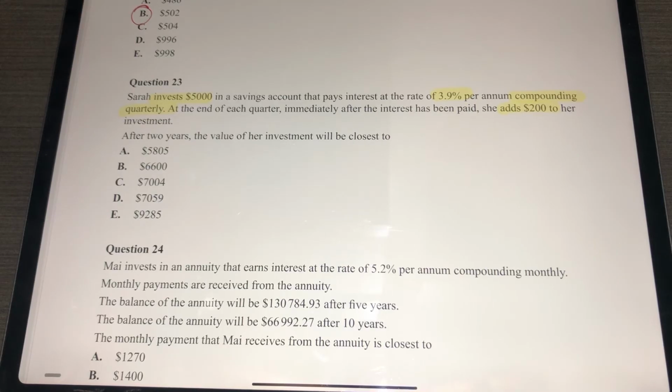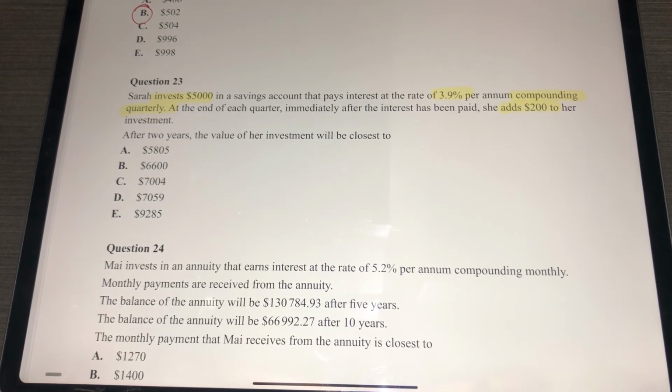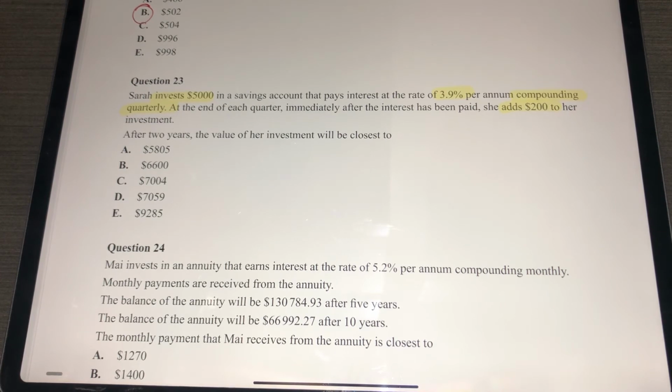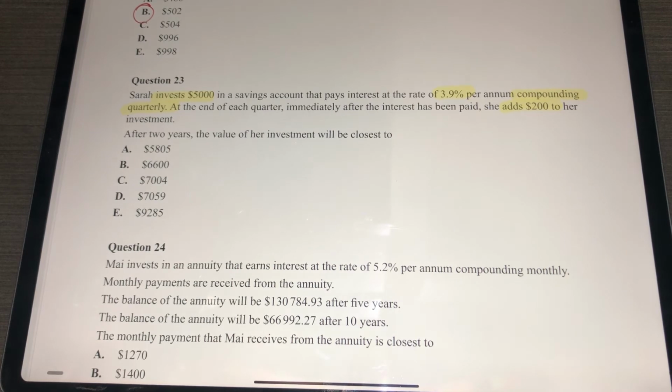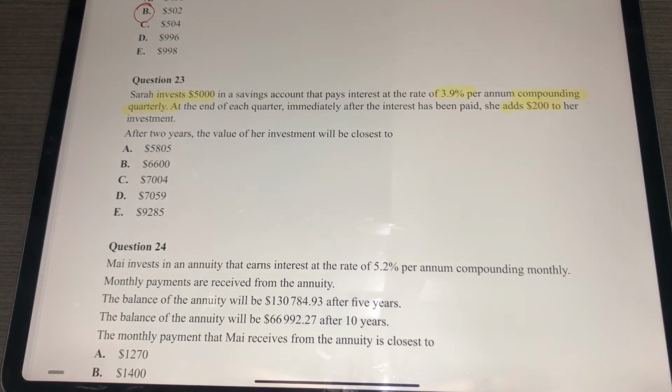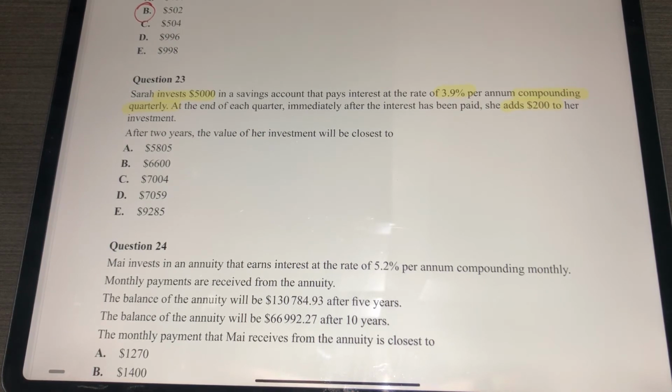Question 23. Sarah invests 5k in a savings account that pays an interest rate of 3.9% per annum, compounding quarterly. At the end of each quarter, immediately after interest has been paid, she adds 200 to her investment. After 2 years, the value of her investment will be closest to what? Okay, so this is a calculator question. If you're using a TI Inspire, this is not too hard.